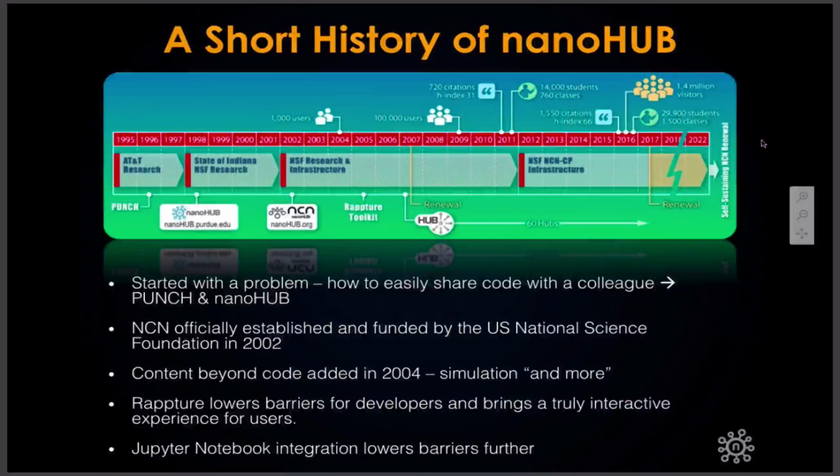So Jupyter Notebooks are, if you're not familiar with them, a very low-touch, easy, interactive way for people to not only access code, but other materials. So they're a really neat learning tool, and we've incorporated a version of those on nanoHUB.